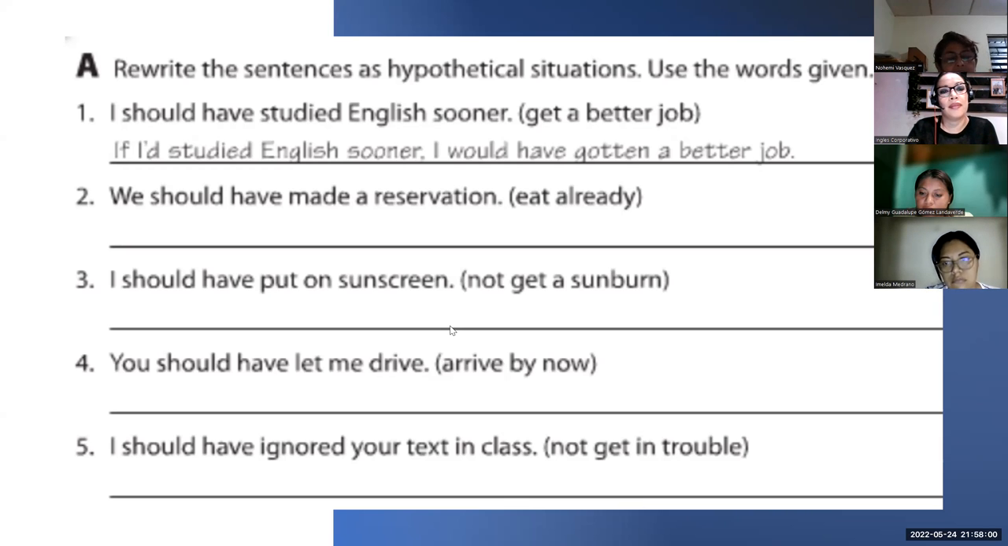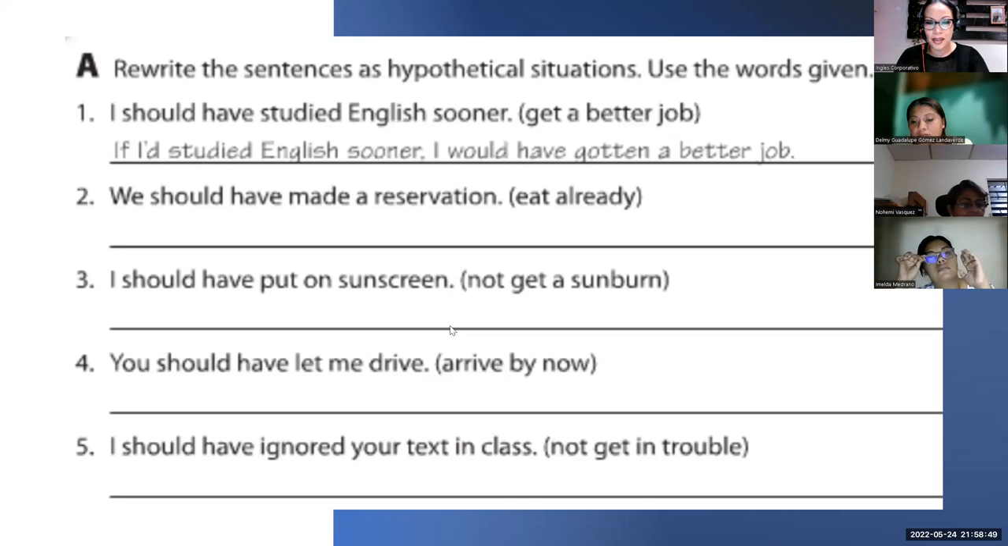You should have let me drive. If you'd arrive by now. The second part, we're missing the auxiliary. If you had let me drive, esa sería la primera. If you had let me drive. And the second? I would have arrived by now. Okay, yes. We would have arrived by now, or I could have arrived by now. Excellent. Good. Use of the auxiliary as well. Thank you so much, Naomi.